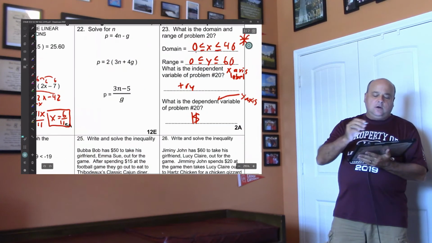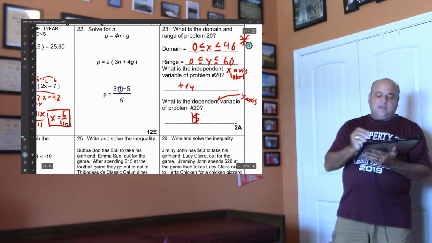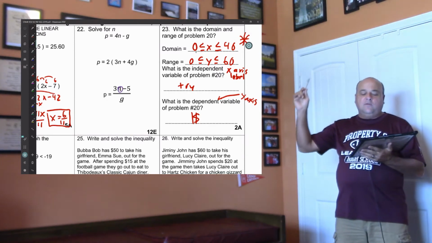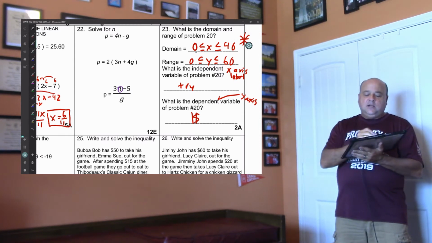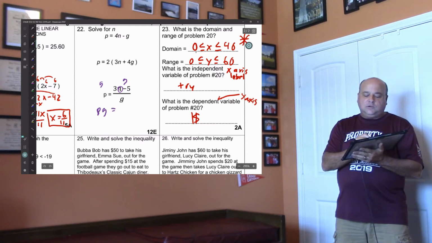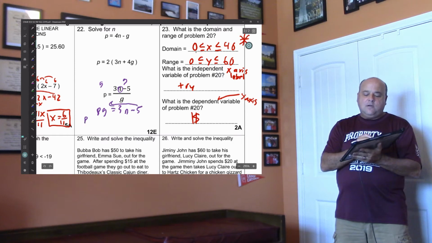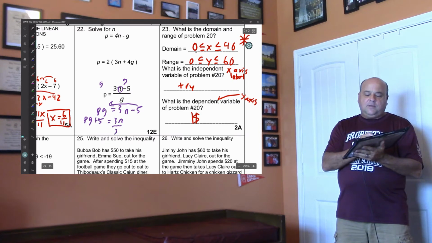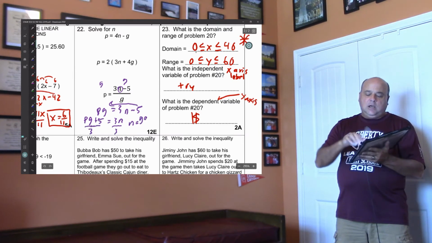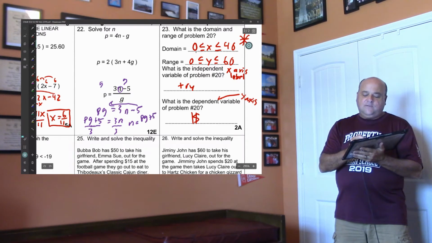Let's go across right here. Let's go to the bottom one. We're going to solve for n. So I want to find the n all by itself. So I need to move over the g, the 3, and the 5. So I'm going to multiply both sides by g, and I'll get pg equals 3n minus 5. The next step is to move over the 5. pg plus 5 equals 3n. And then I'm going to divide by 3, aren't I? So n will equal pg plus 5 over 3.